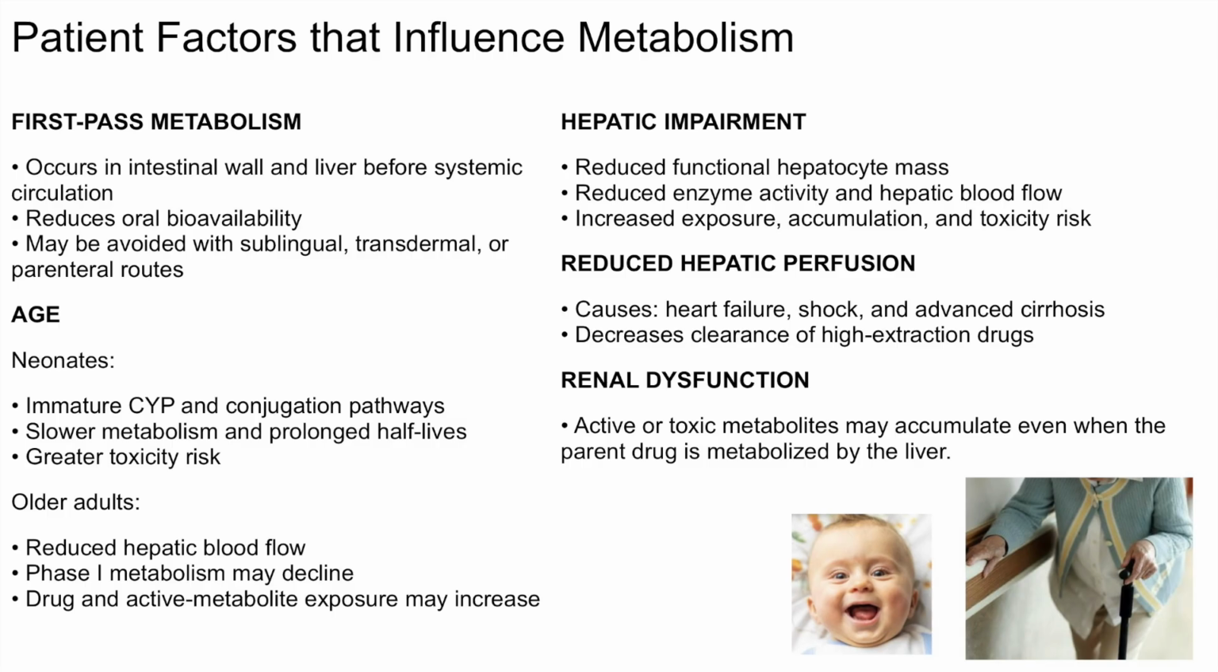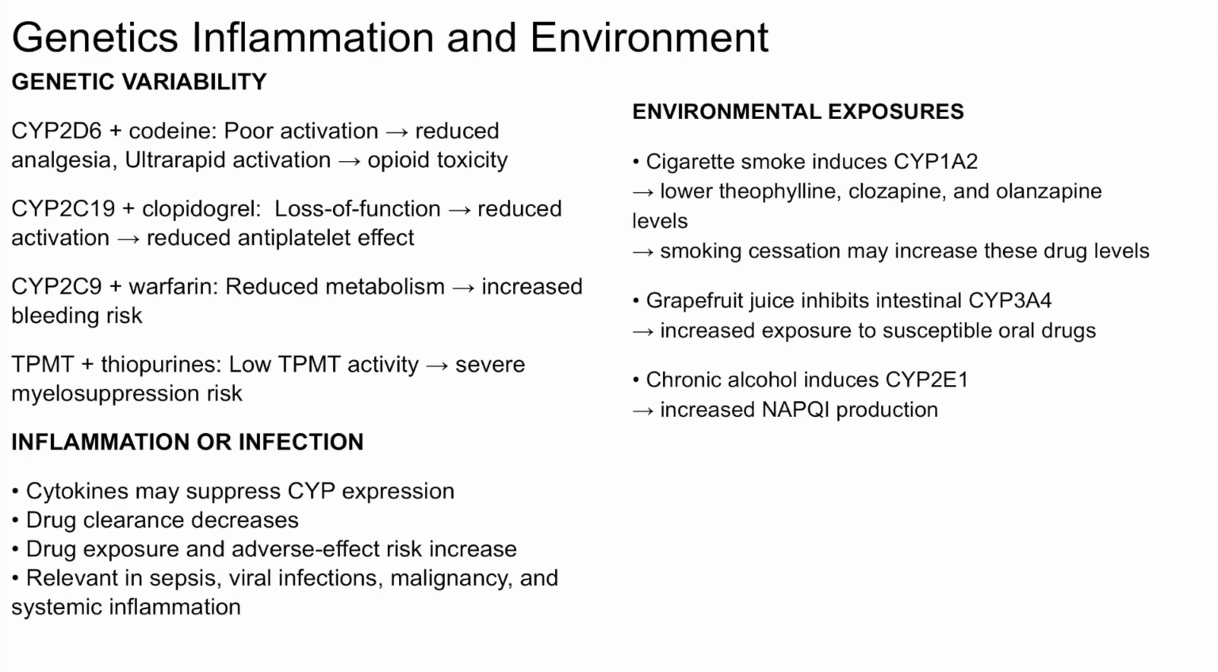Renal dysfunction matters even for hepatically metabolized drugs because active or toxic metabolites may depend on the kidneys for elimination and can accumulate when renal function declines. Genetic variation can substantially change drug metabolism. Poor CYP2D6 metabolizers may receive little analgesia from codeine, while ultra-rapid metabolizers may generate excessive morphine and develop toxicity. CYP2C19 loss-of-function variants reduce clopidogrel activation. Reduced CYP2C9 activity increases warfarin exposure, and low TPMT activity creates a major risk of thiopurine-induced myelosuppression.